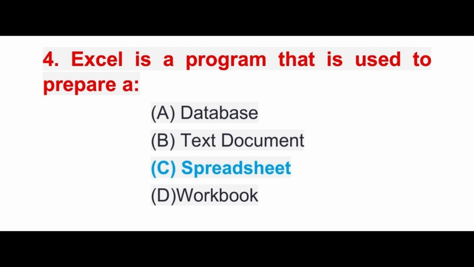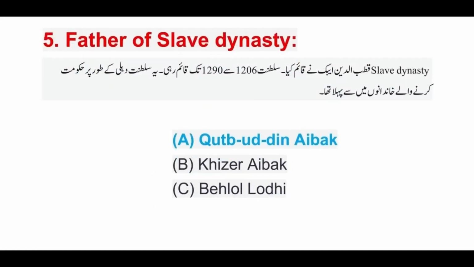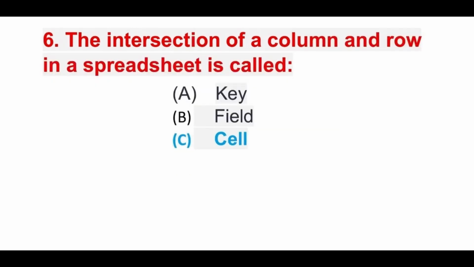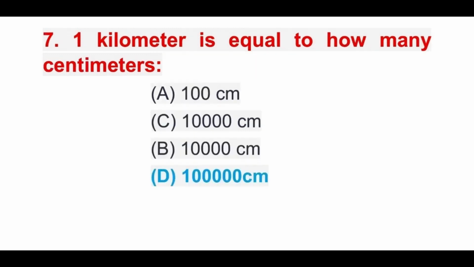That answer is spreadsheet. Question number 5. Father of slave dynasty. That answer is Qutb-ud-Din Aibak. Question number 6. The intersection of a column and row in a spreadsheet is called. That answer is a cell. Question number 7. 1 kilometer is equal to how many centimeters? That answer is 1 lakh centimeter.